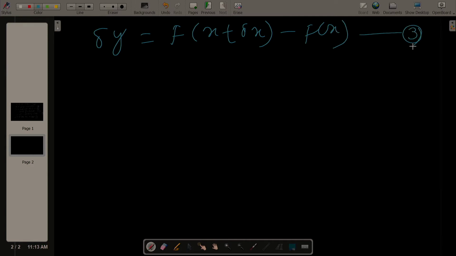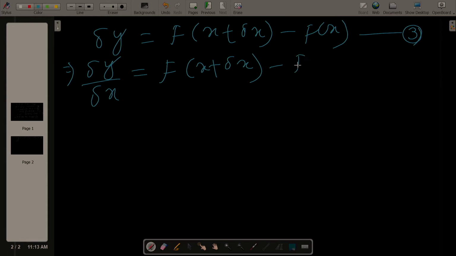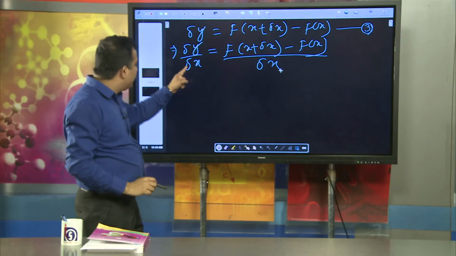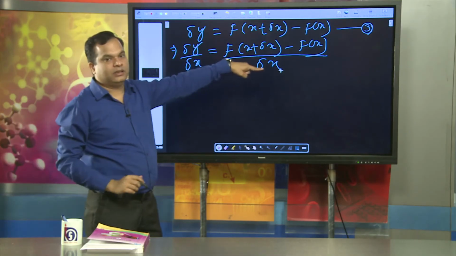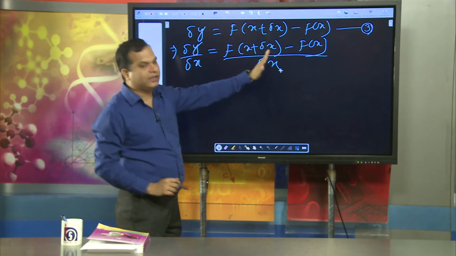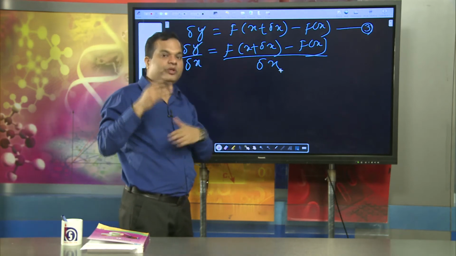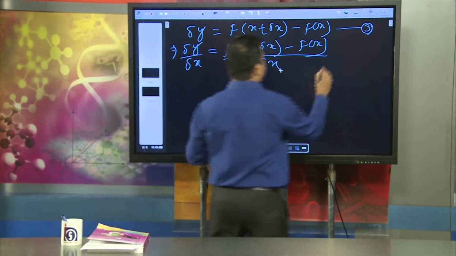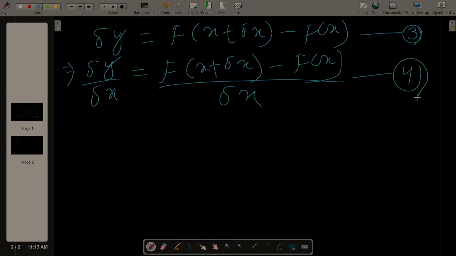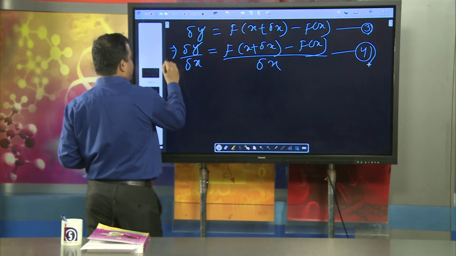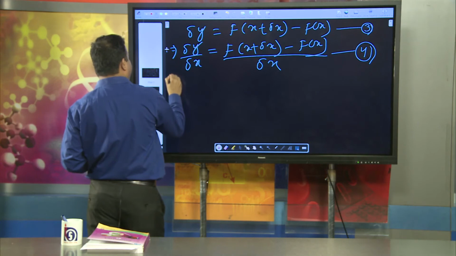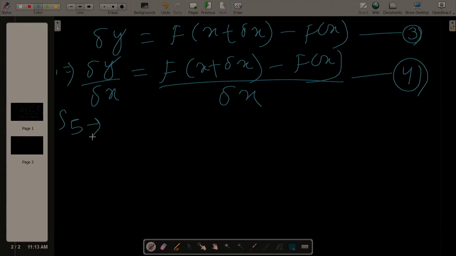Now we are dividing by del x: del y by del x equal to f of x plus del x minus f of x divided by del x, because del x is being divided on both sides, the left-hand side and the right-hand side, so the value of the equation will not change. That part we already know. Suppose this is equation 4. And this is step 5.